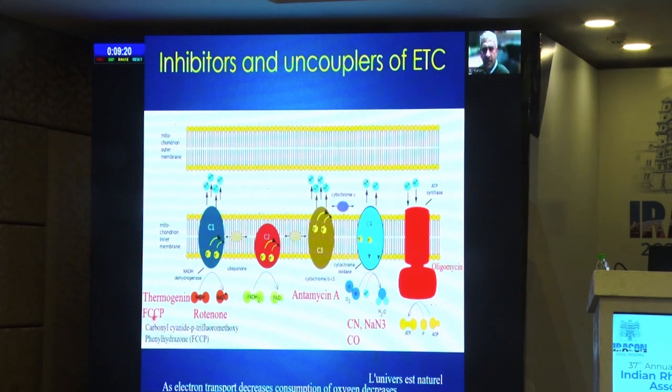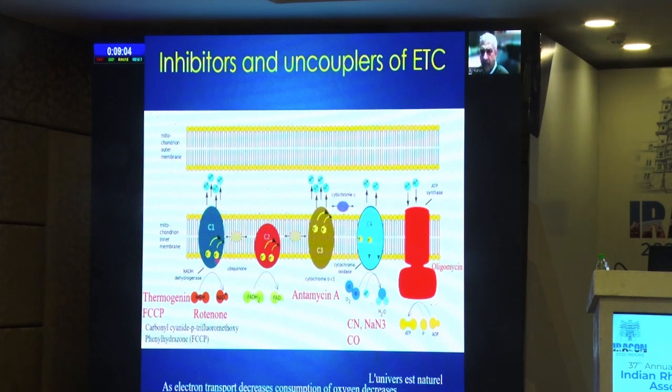The uncouplers can be chemical, like FCCP, which is a chemical uncoupler, and thermogenin, which is a physiological uncoupler. It's found in brown adipose tissue. It generates heat through this process.